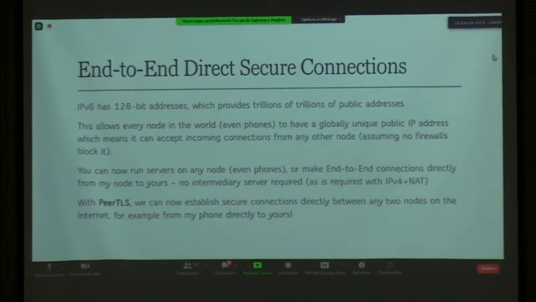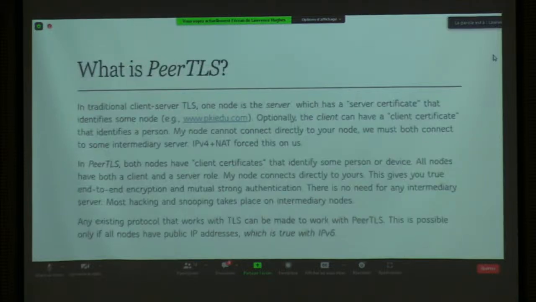This is much better than the old centralized method using multiple connections. So basically with peer TLS, I can make connections directly from my phone to yours, and they can be completely secure. There have been a lot of problems with people trying to make end-to-end encryption work. The problem is those intermediary servers and the fact that TLS doesn't really work well in a multi-connection environment. So what is peer TLS?